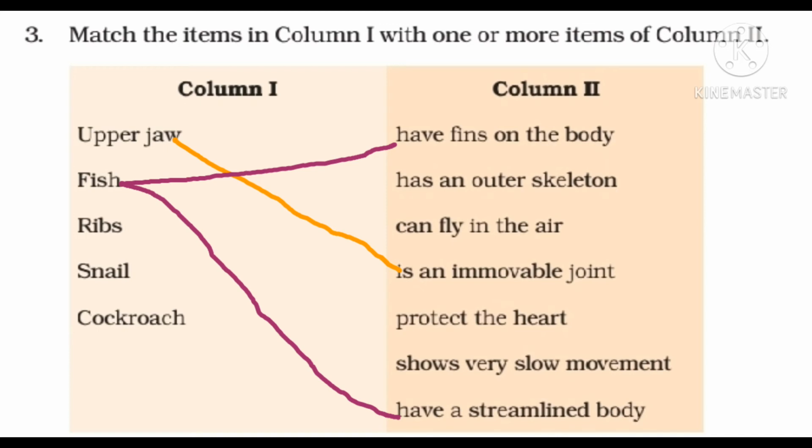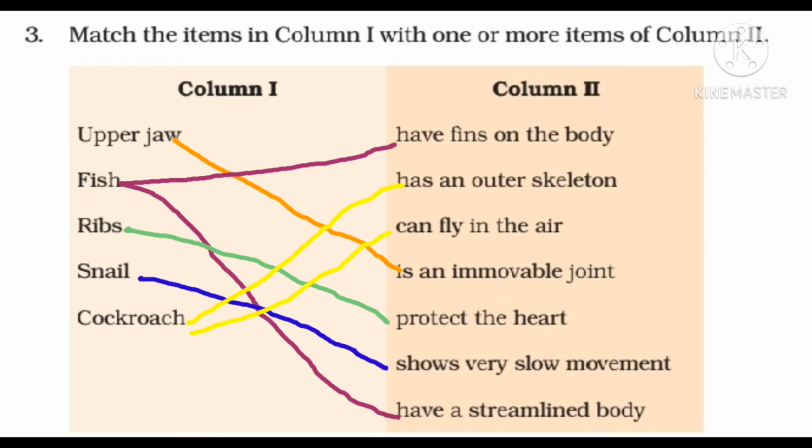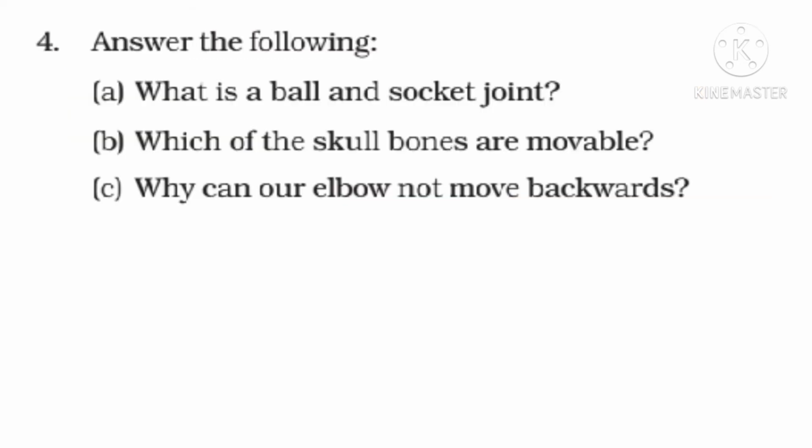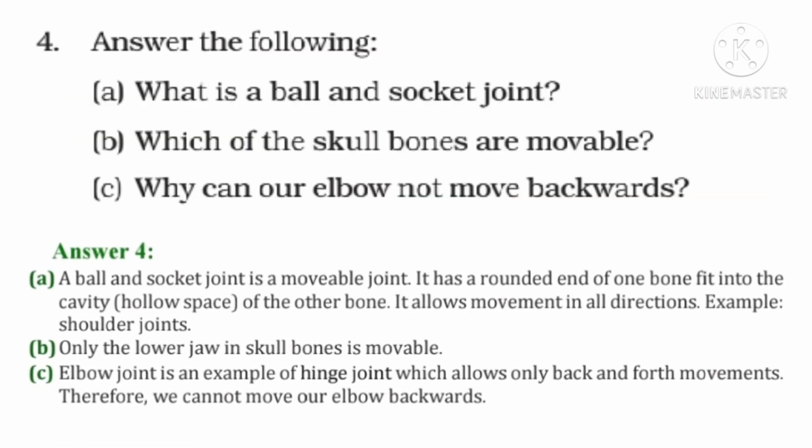Third one, ribs. Yes, ribs protect the heart. Next is snail. Snail shows very slow movement. Very good. The last one, cockroach. You can match cockroach with has an outer skeleton and also with can fly in the air. Both are correct.